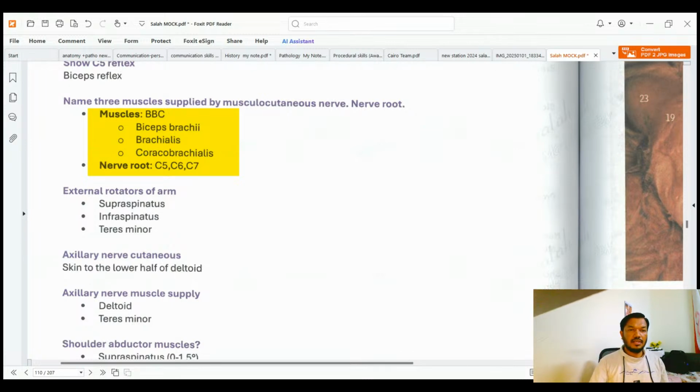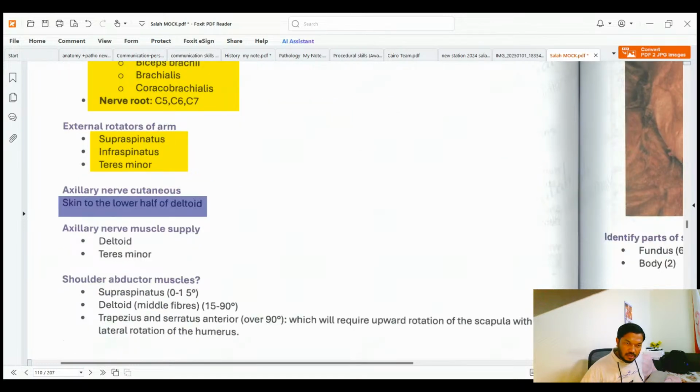Then axillary nerve cutaneous supply: skin to the lower half of the deltoid. This is the axillary supply. Axillary nerve muscle supply: deltoid and teres minor.